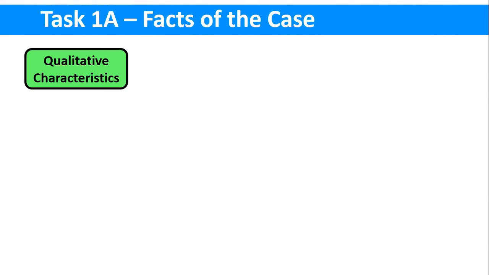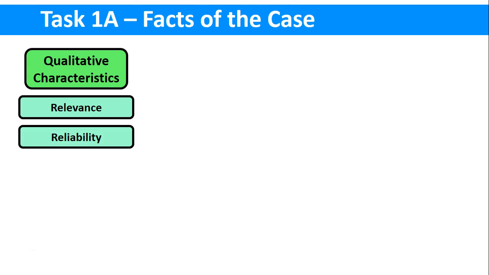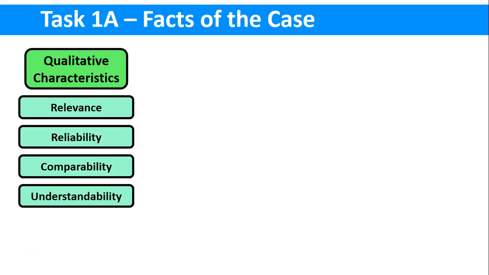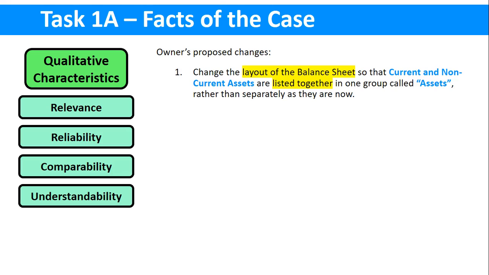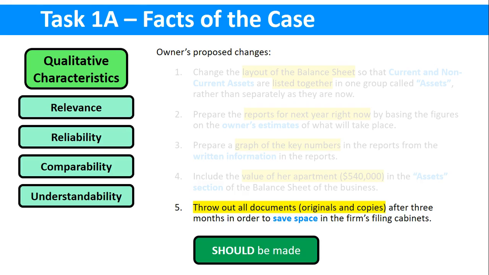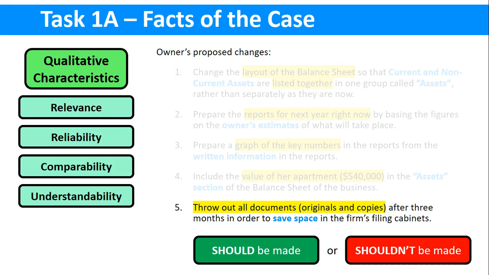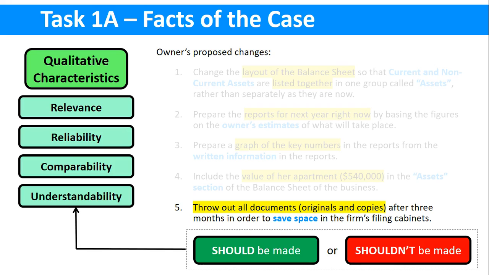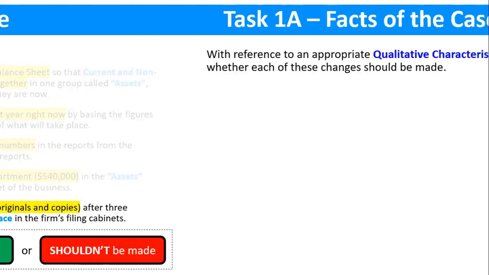So what we need to remember first of all is what are our qualitative characteristics. We've got relevance, reliability, comparability and understandability. And what we have to do is answer a specific question. We've got 5 changes, and for each one we essentially need to answer, should that change be made or should it not be made? And in doing so, in coming up with either a should or a shouldn't, we're going to need to relate that back to an applicable qualitative characteristic of accounting.